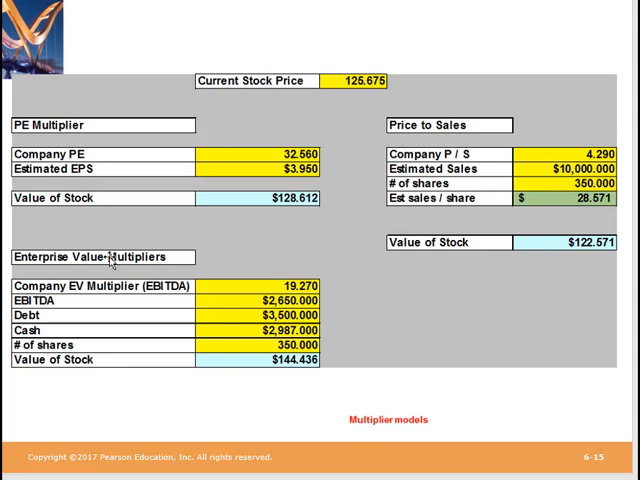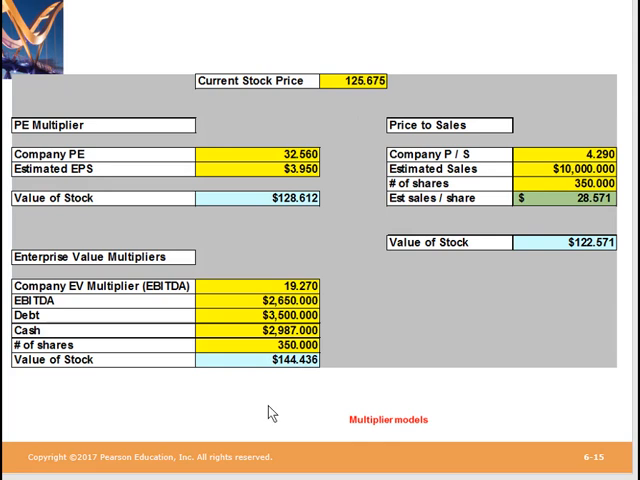Using the enterprise valuation multiplier, 19.27, here's EBITDA, we found the debt, we found cash, we know the number of shares. So the enterprise value multiplier says that the value of this stock next year should be $144.44. Again, that is higher than the 125.